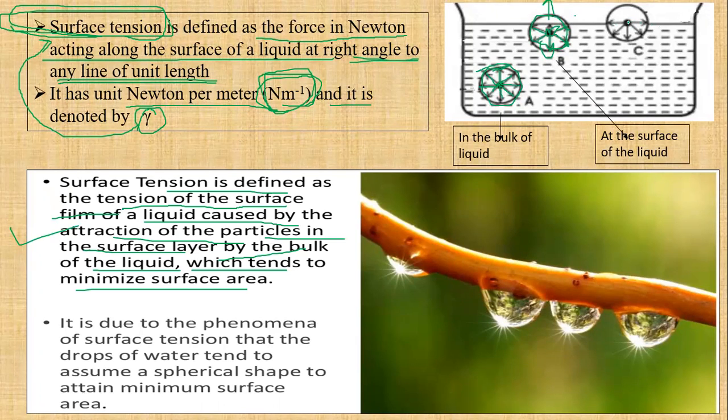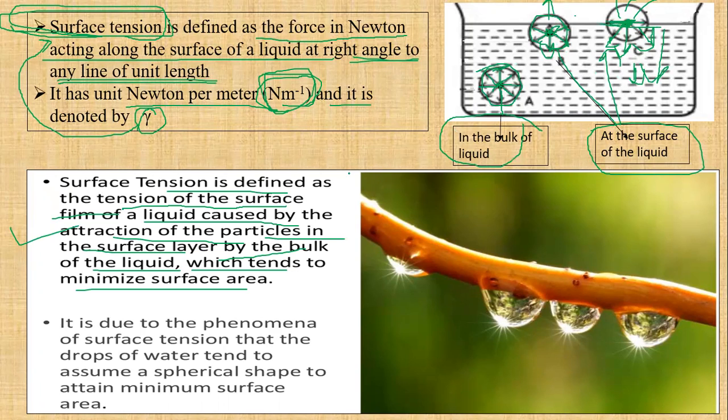And again, see here in case of C, there is no force from the upper side at all. No molecule from the upper side is attracting it. Whatever molecules are attracting are from the bulk of the liquid, and hence it experiences force in the downward direction. So this is a molecule in the bulk of the liquid, and this is the molecule at the surface of the liquid. This is somehow beneath the surface of the liquid, but this is exactly on the surface of the liquid.